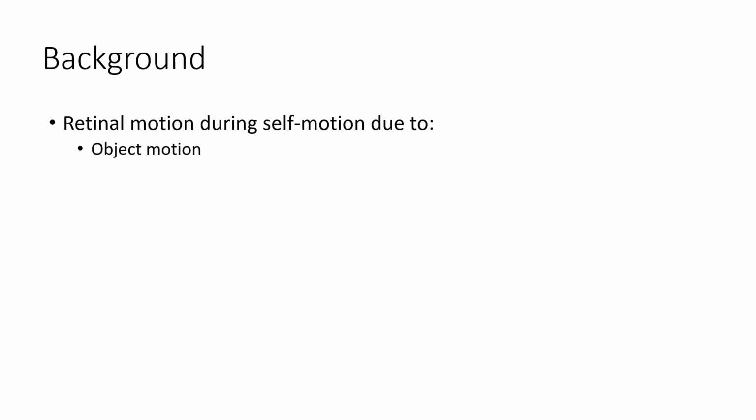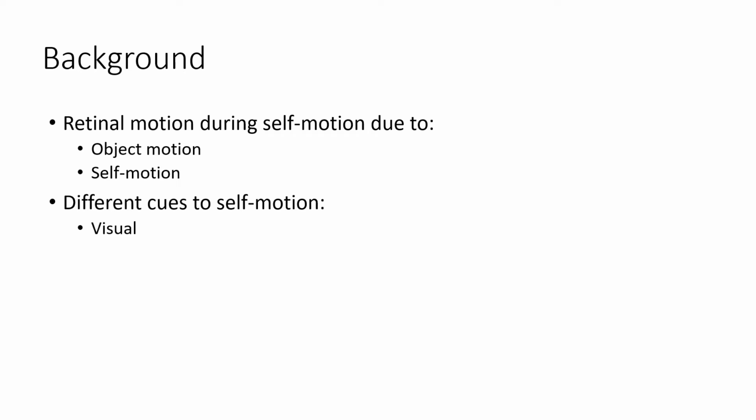While we move through the world, retinal motion might be due to our own motion, because objects move in our environment, or of course both. So in principle, we would always want to keep track of our own movement in the environment and determine how much of the retinal motion is due to our own motion. Any retinal motion that is left would then correspond to object motion in the environment.